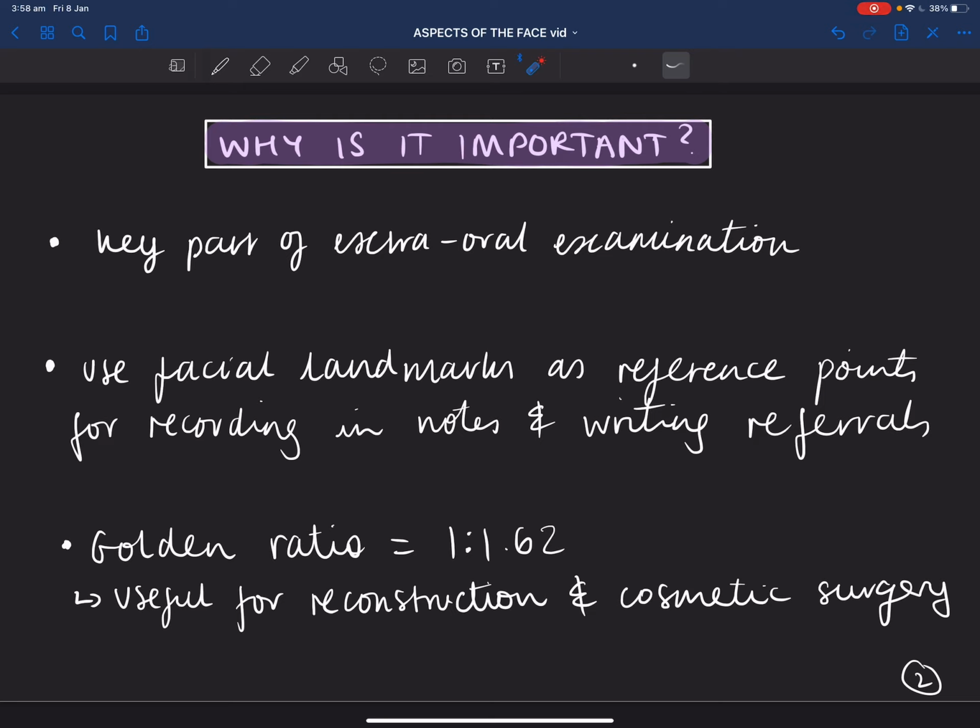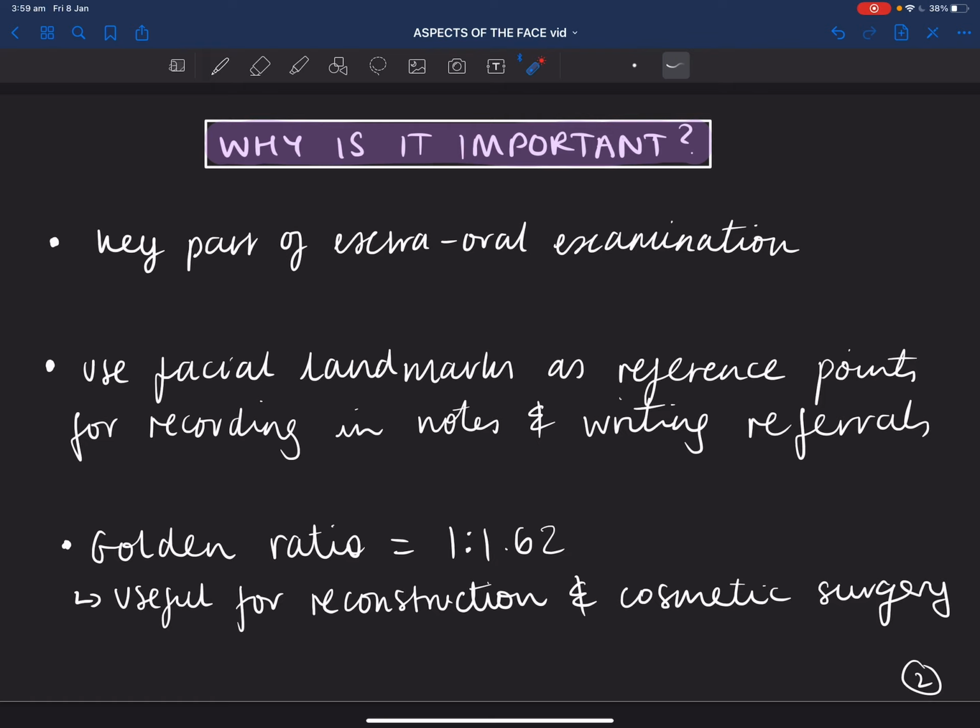So if you want to say that there's a cut on their lips, we can use different facial landmarks around that we already know to record it in our notes. We can say that right next to the vermilion border there's a cut. So when other dentists read it, and also when you look back at your own patient notes, it's very easy to identify exactly where you're talking about.